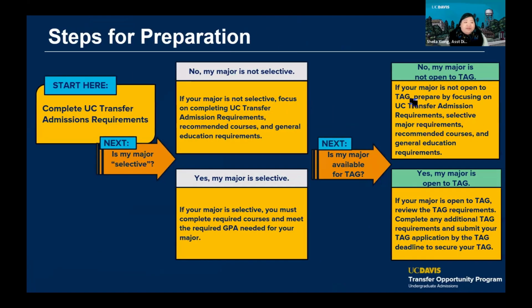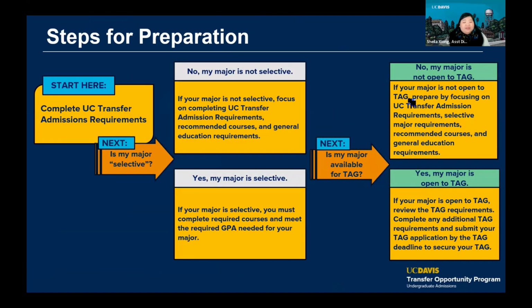So we do have a flow chart here, kind of just the steps for preparation, right? So if you are looking to transfer, the most important thing would be first and foremost to have the minimum UC transfer requirements. Now, as a transfer student who is going to be coming to a UC campus, you do need to meet the minimum UC transfer requirements. We'll go over that in the next slide. And then the next question you should be asking is, is my major selective? So in this case, do I have to meet additional courses for my major? Do I have required GPAs that I need to have for my major?